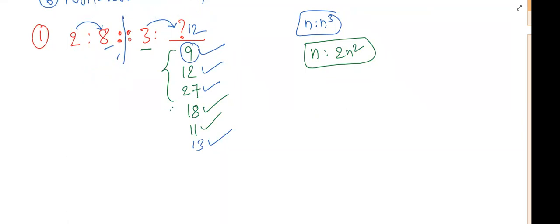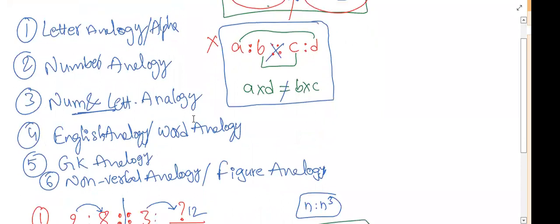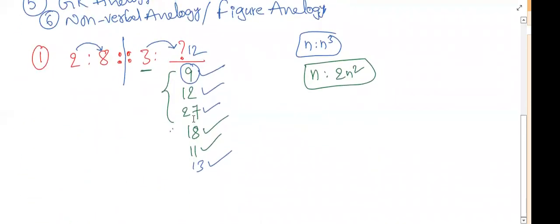Sir, I had a problem, so I joined just now. What were we doing? Topic name is analogy. Okay, you can understand now also.